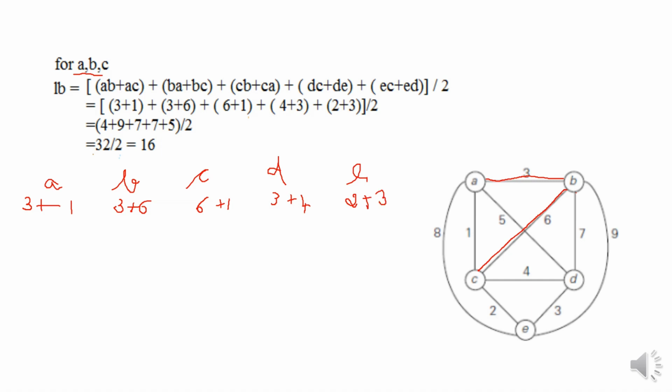So we need the upper sum. So AB plus AC, that is 3 plus 1. BA plus BC, that is 3 plus 6. CB plus CA, that is 6 plus 1. DC plus DE, that is 4 plus 3. EC plus ED, it is 2 plus 3. So this value we are going to get as 32. So 32 by 2 is 16.